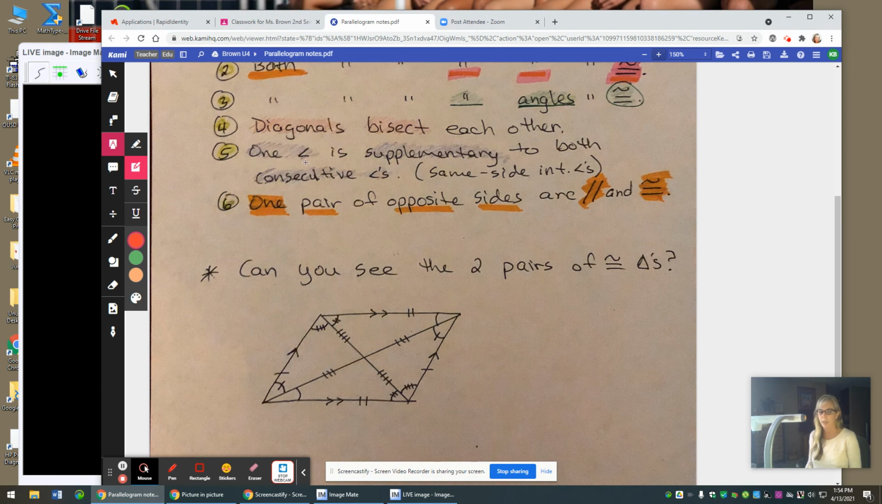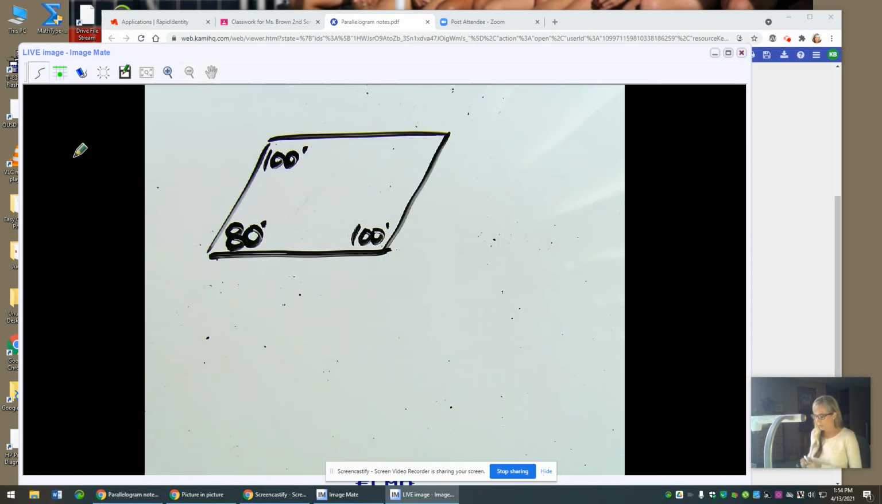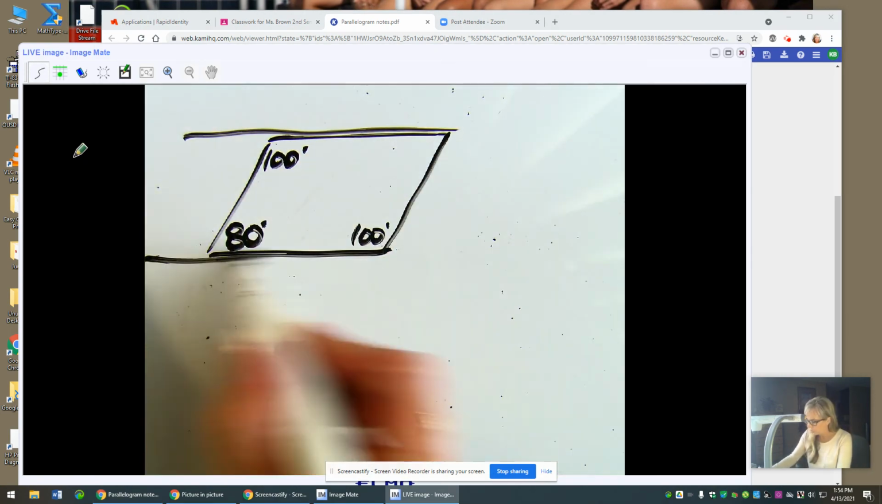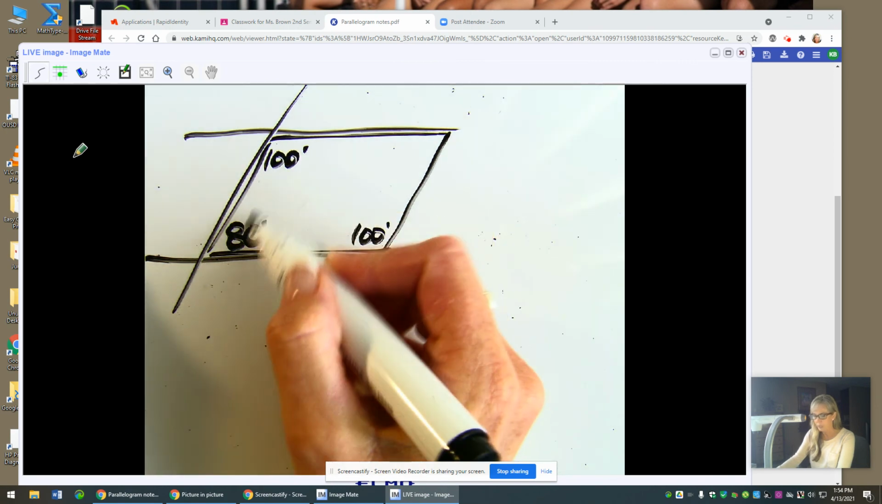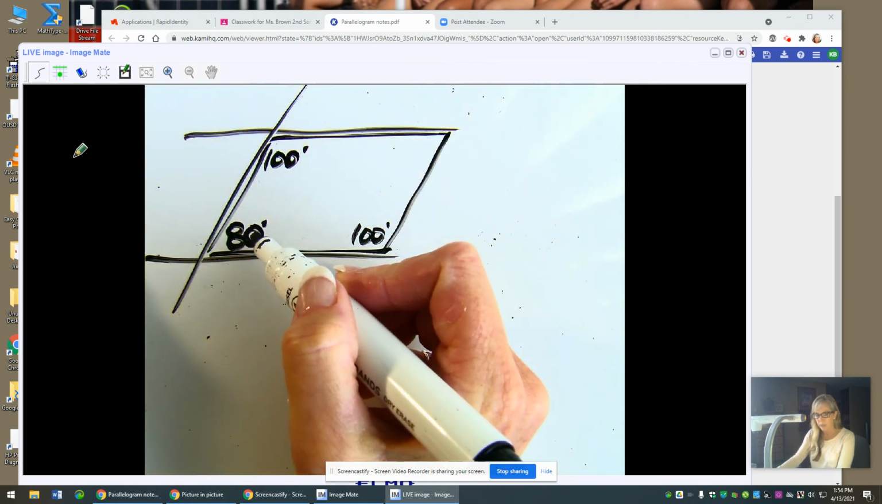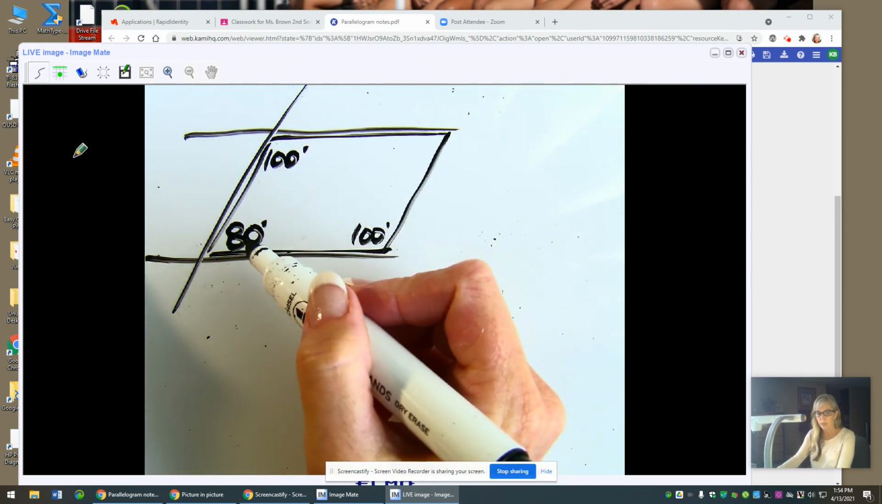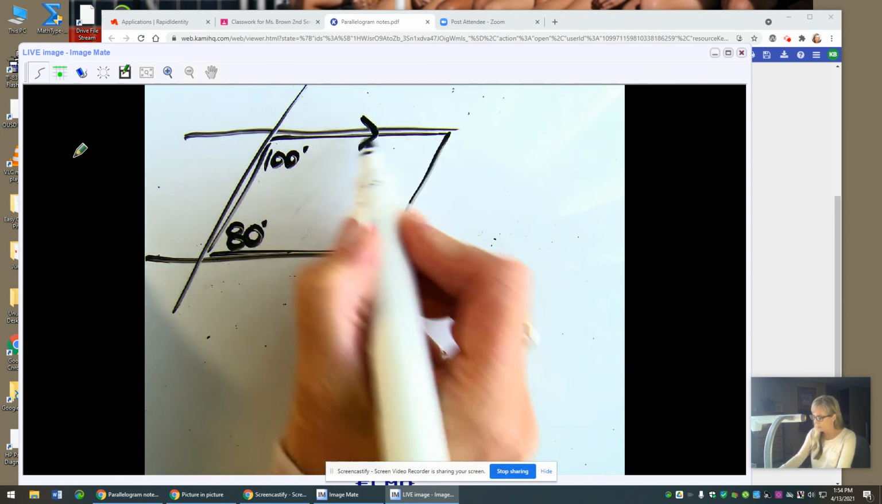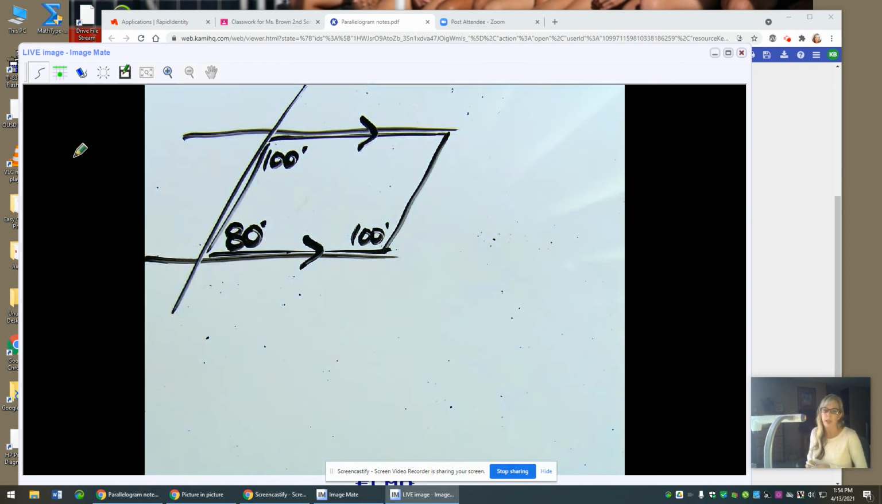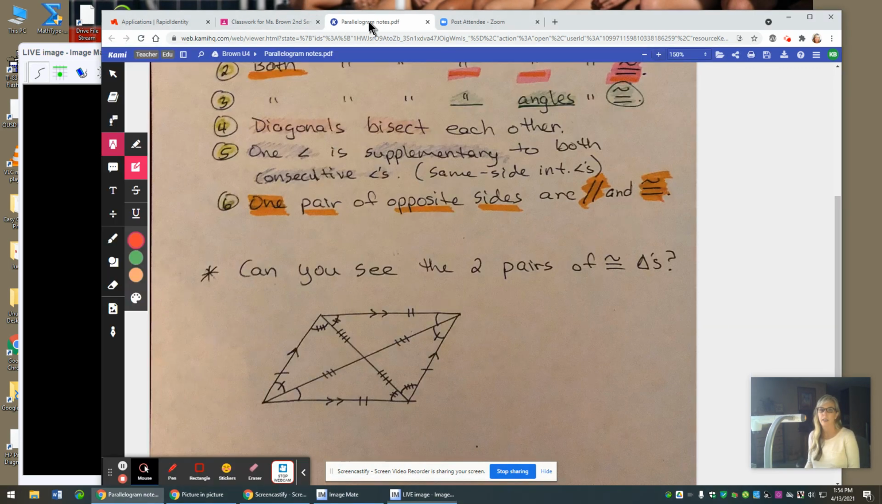If one angle, that was that 80-degree angle, is supplementary to both consecutive angles, those are the same side interior angles. And what they mean by that is, look, if these were lines and a transversal, these would be same side interiors. And I could do the same with the other. Same side interiors are supplementary when the lines are parallel. So that's enough to prove these are parallel, but we don't even have to go that far because this is saying this right there, number 5, that's enough to prove that the figure is a parallelogram.